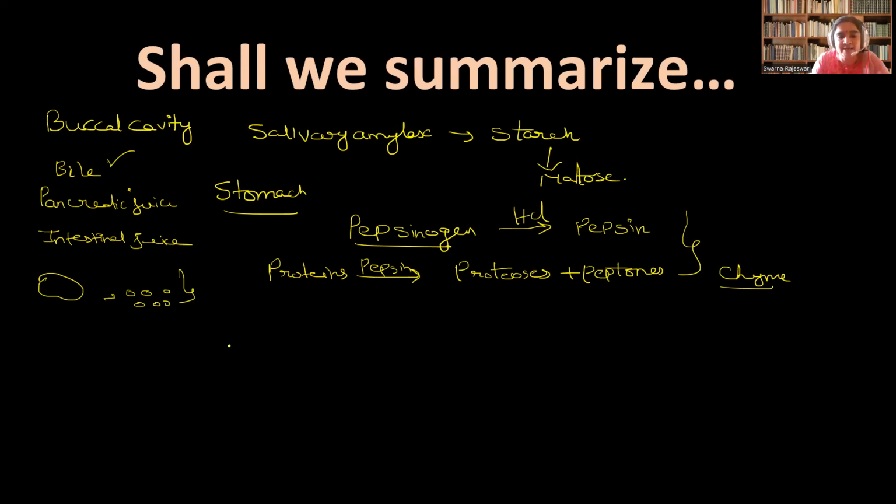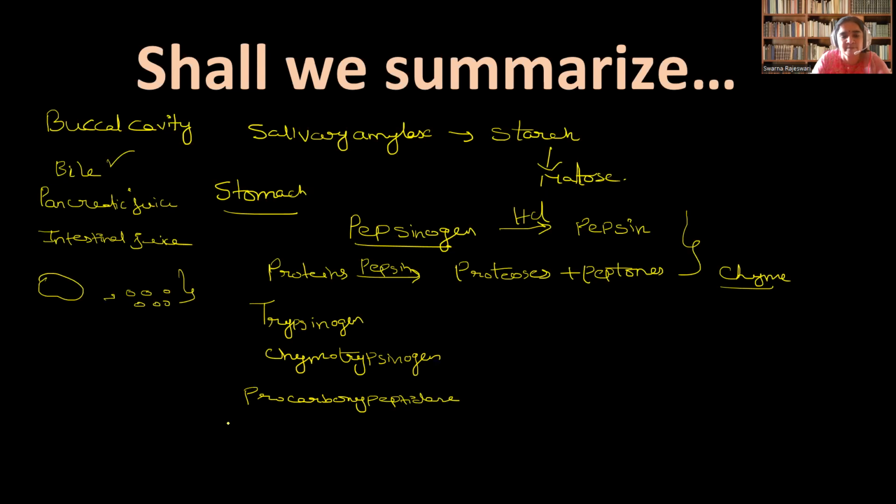Now, coming to the pancreatic juice. Pancreatic juice contains trypsinogen, chymotrypsinogen, then procarboxypeptidase, then prolipase, pronuclease. All these are inactive enzymes. They have to be activated.